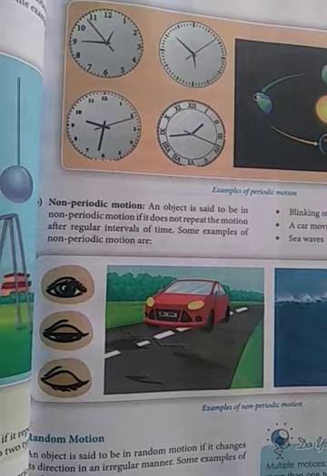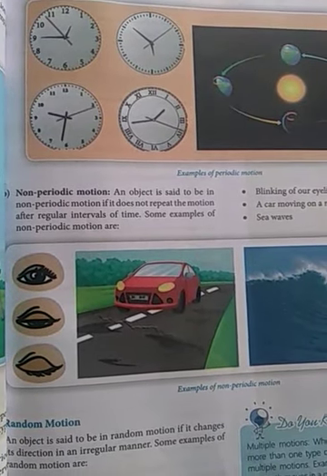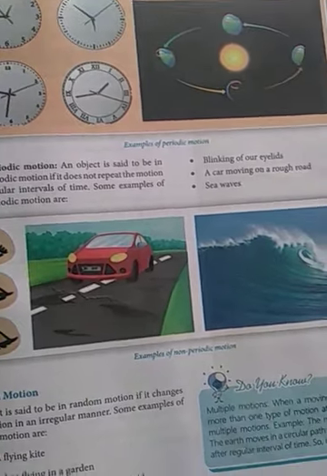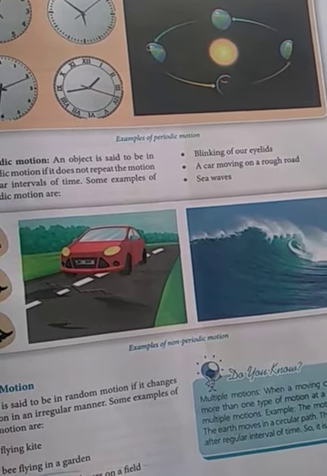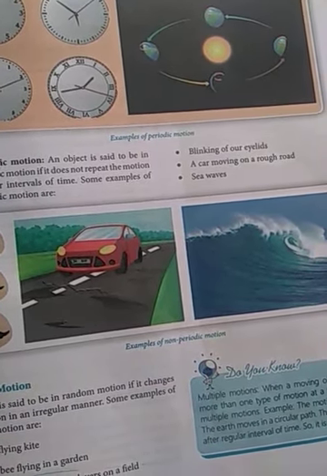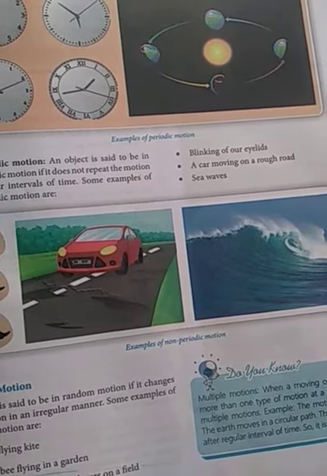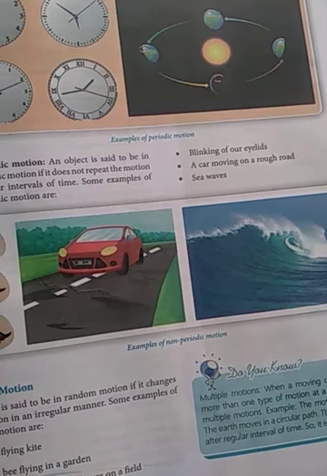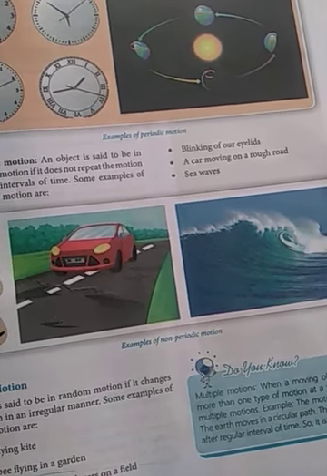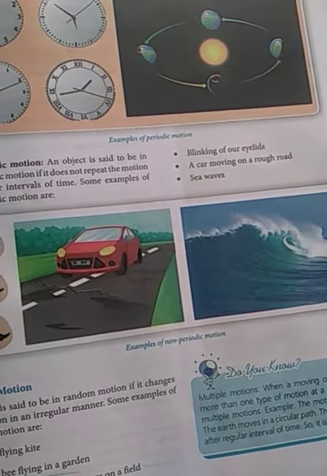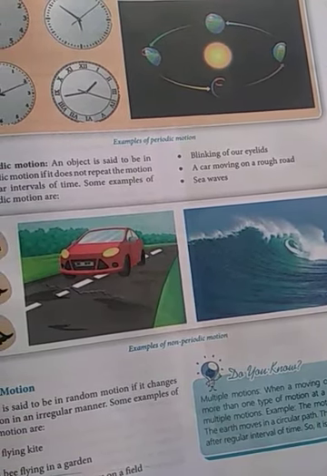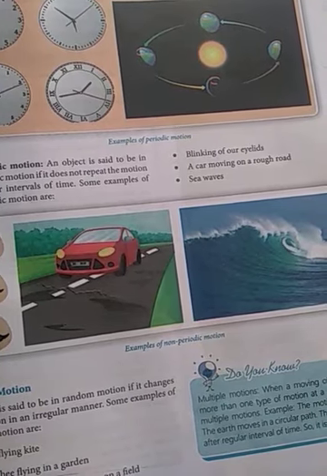Non-periodic motion. An object is said to be in non-periodic motion if it does not repeat the motion after a regular interval of time. Some examples of non-periodic motion are the blinking of our eyelids and a car moving on a rough road. While the car is moving on a rough road, the speed of the car somewhere increases and somewhere decreases.